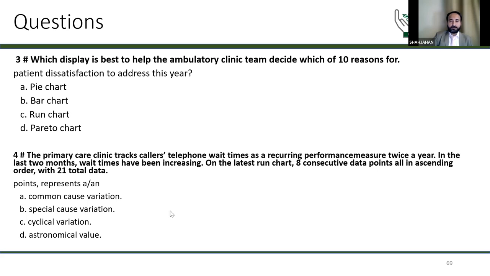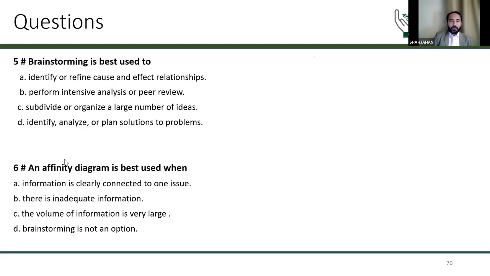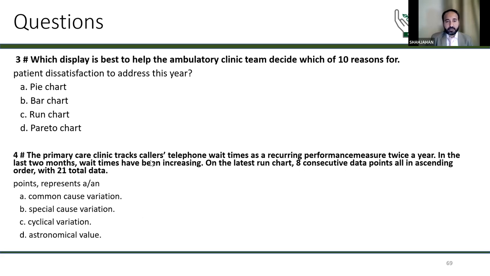Okay, now I will go for the second question. The primary care clinic tracks caller telephone wait times, which is a recurring performance measure twice a year. In the last 2 months, wait times have been increasing. On the latest run chart, there are 8 consecutive data points all in ascending order, with 21 total data points. If you remember, we discussed before that if the points are ascending, this is a trend.